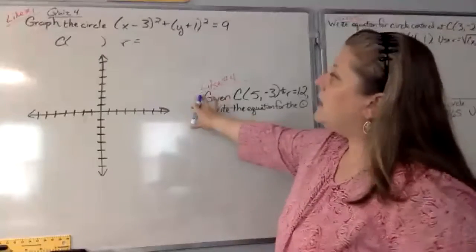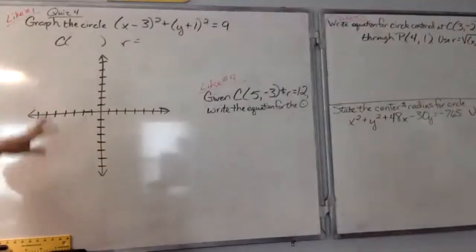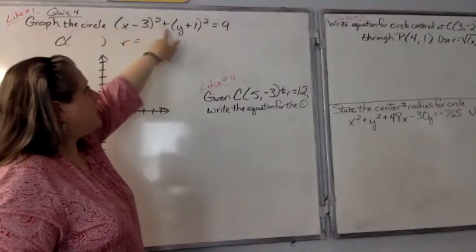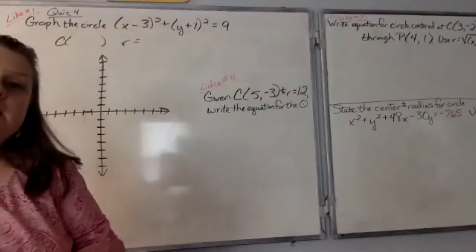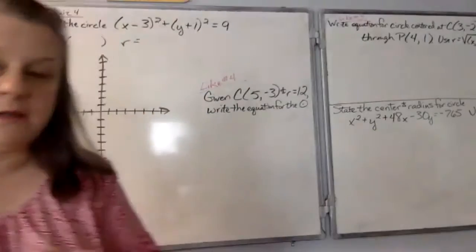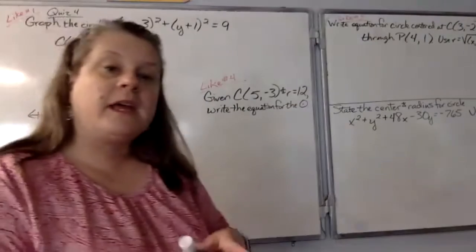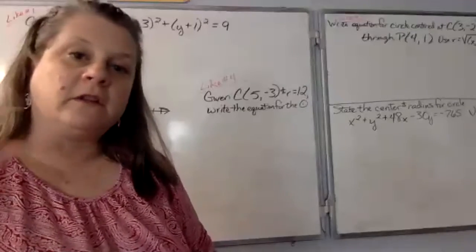So on quiz 4, for number 1, I have up here, it says graph the circle with this equation, (x minus 3) squared plus (y plus 1) squared equals 9. So this is very similar to the number 1 on your quiz. Okay? Now, on your quiz, I even wrote at the very top your equation for the circle formula.